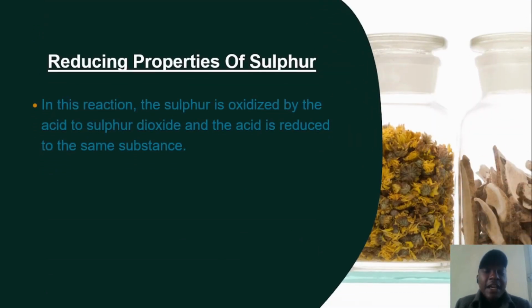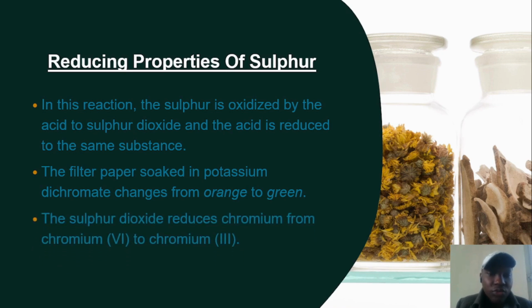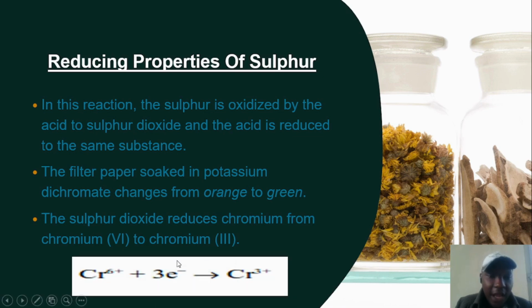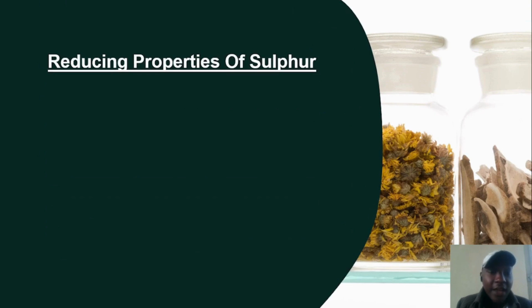In this reaction, the sulfur is oxidized by the acid to sulfur dioxide, and the acid is reduced to the same substance. Filter paper soaked in potassium dichromate changes from orange to green if you want to test that. The sulfur dioxide reduces the chromium from chromium(VI) to chromium(III). So that's how you can see sulfur has participated as the reducing agent.